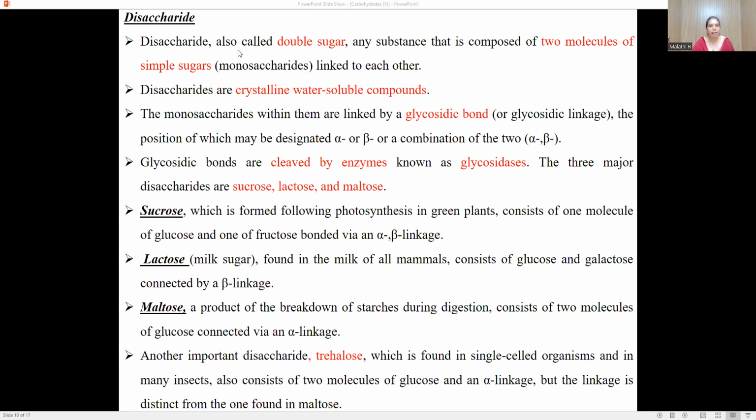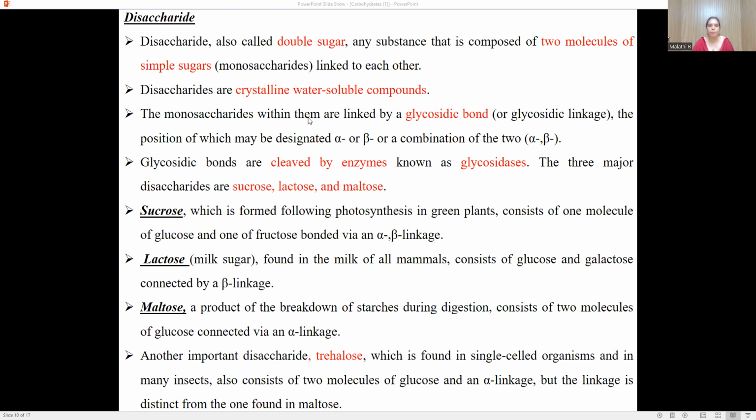Disaccharides are sugars which have two monosaccharides linked with a glycosidic bond. A disaccharide can be composed of any two simple sugars, and these are linked with the help of a covalent bond. Disaccharides are crystalline, water-soluble compounds. For example, we have normal table sugar, which is sucrose. That is also a disaccharide.